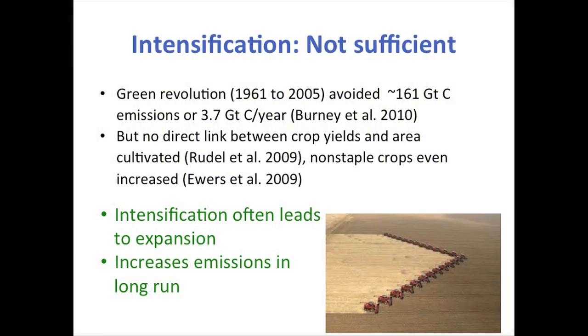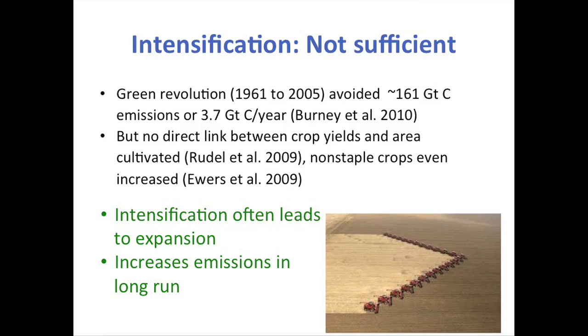At a broad scale, it probably does work. So Judith Burney published a very widely circulated paper a couple of years ago showing that since the Green Revolution, over about a 40-year period, we've been able to save forest area probably equivalent to about 161 gigatons of carbon, which is very significant. It works out to about half of our current emissions in agriculture annually. So that was based on improvements in the intensity of agricultural production.